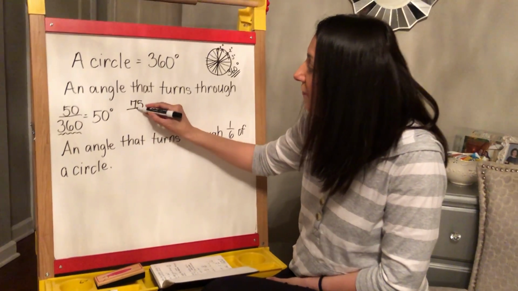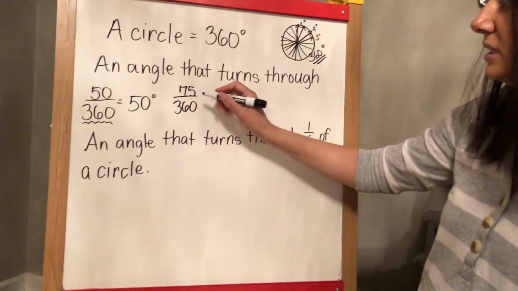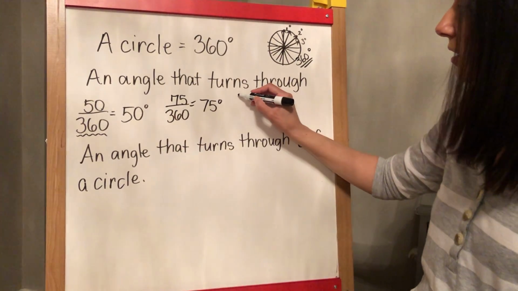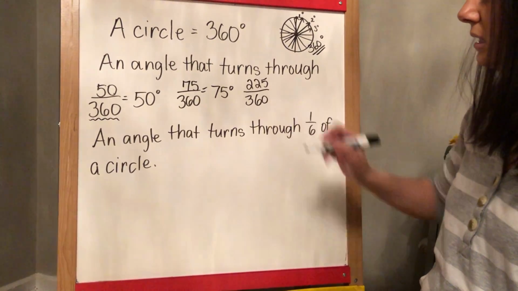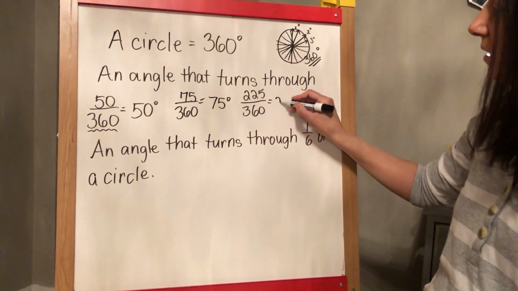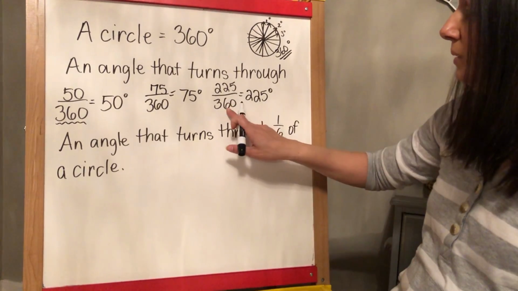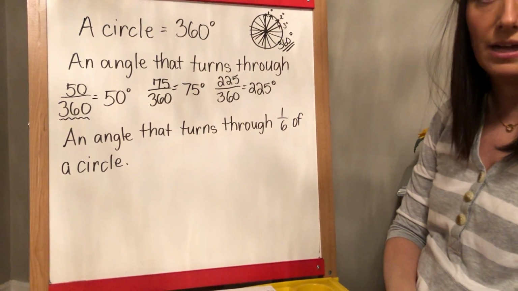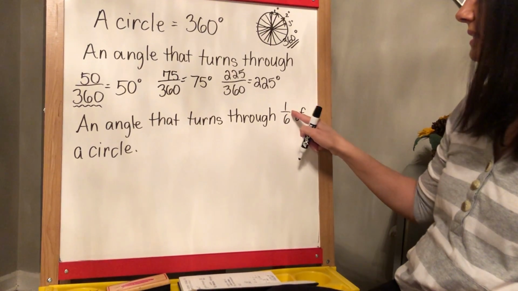Let's say it was 75 over 360. Well, because the denominator is 360, all I have to do is take the numerator, it's 75 degrees. Let's say it's 225 over 360. Well, since the denominator is 360, all I have to do is take my numerator, and it's 225 degrees. So we need our denominator to be 360, and then all we have to do is take our numerator and write it down. But the thing is that, what if we had an angle that turns through 1/6 of a circle?